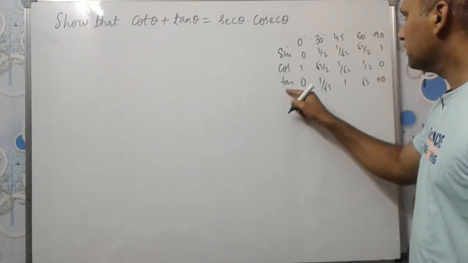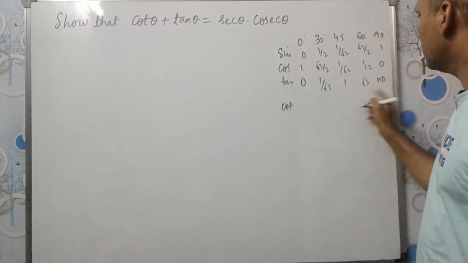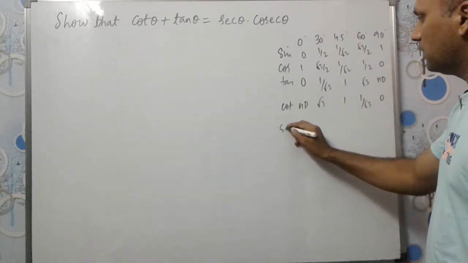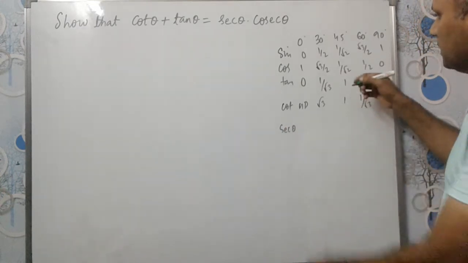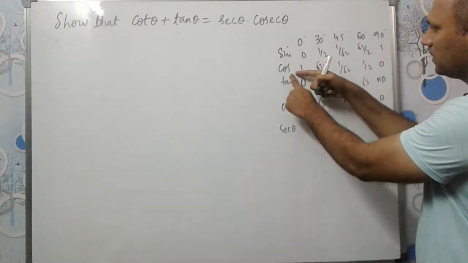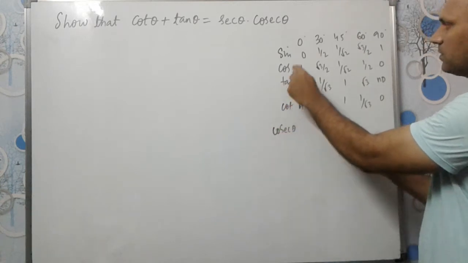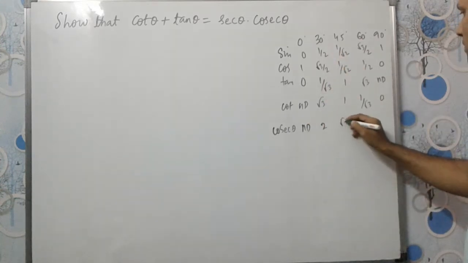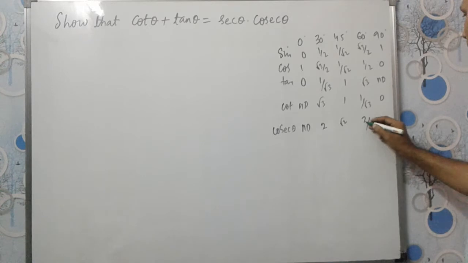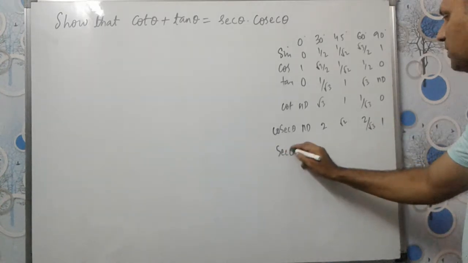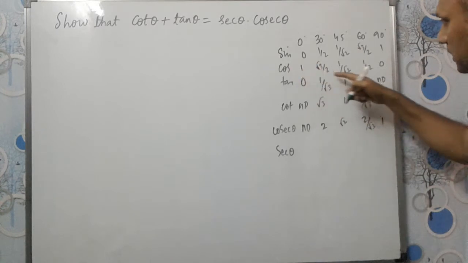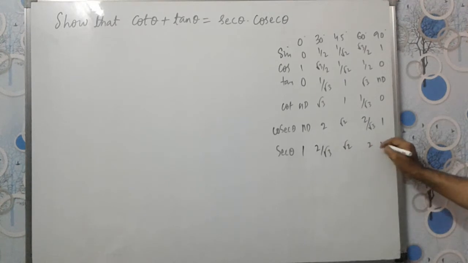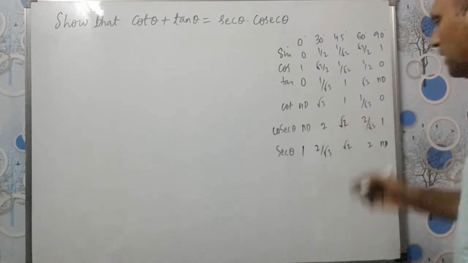We need cot also, right? So cot will be the reverse of tan: not defined, root 3, 1, 1 by root 3 and 0. And secant will be the reciprocal of cos, or let us write cosecant first. Cosecant will be the reciprocal of sine. So not defined, 1 by 2 will become 2 by 1, which is 2, then root 2, then 2 by root 3 and 1. Secant will be the reciprocal of cos, or the reverse of cosecant: 1, 2 by root 3, root 2, 2 and not defined.